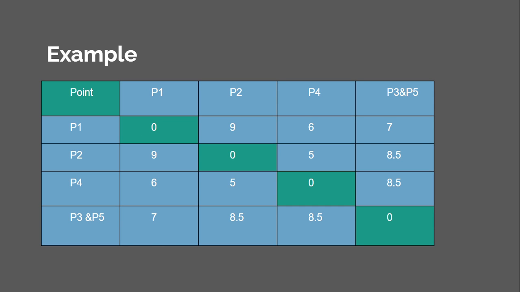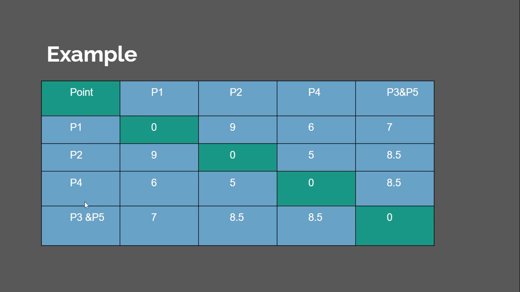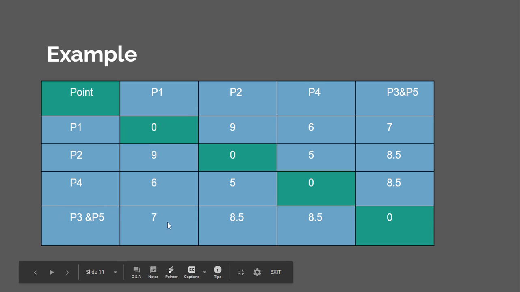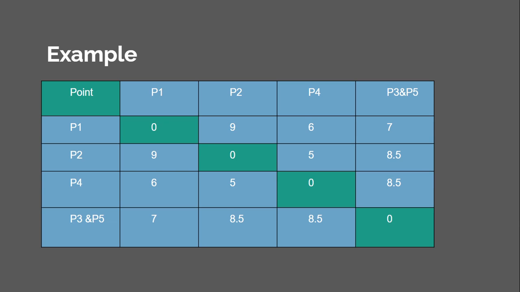So we update the matrix. The distance between P1 and P2 is the same as before. The distance between P1 and P4 is the same as before, but the distance between P1 and the new cluster, which is P3 and P5, is updated to 7. Similarly, all the distances are updated. Next step is to repeat the steps until we get a single cluster.